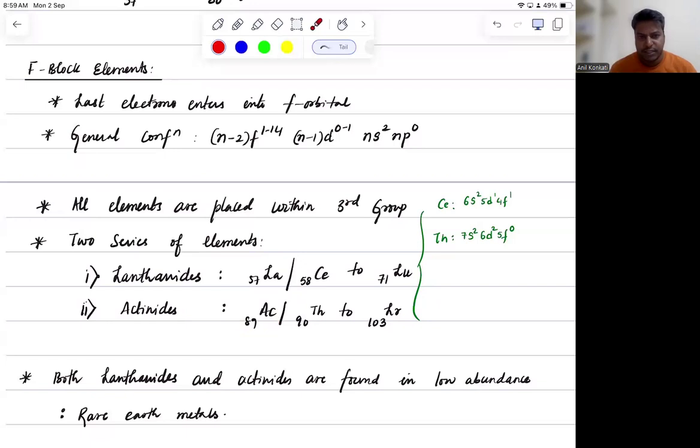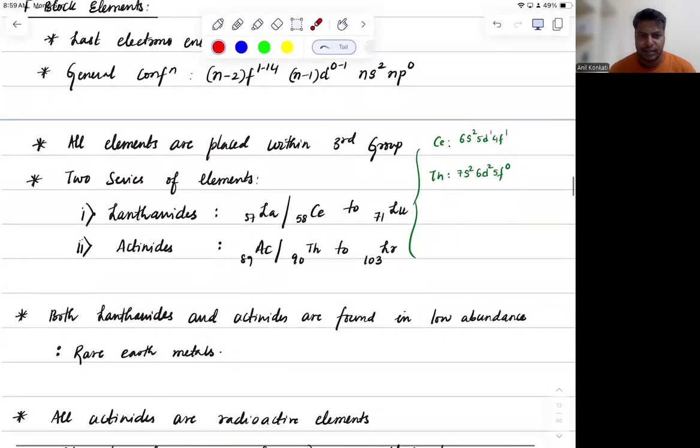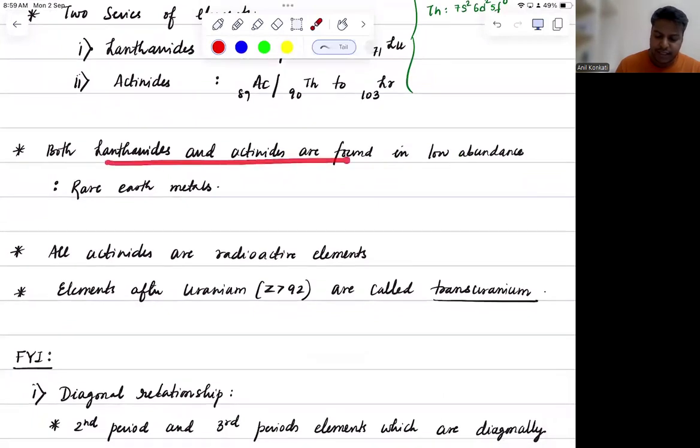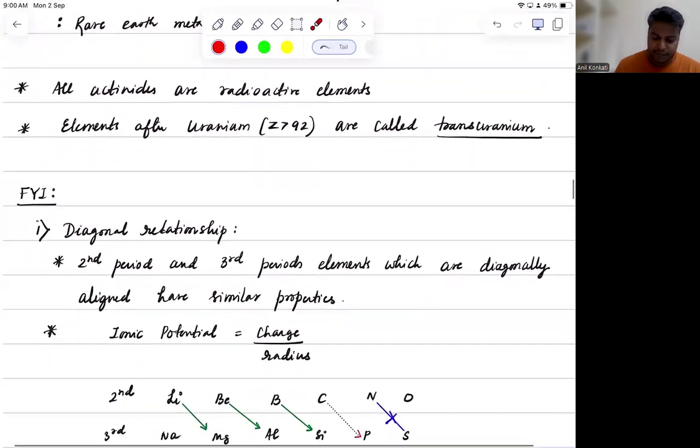So in the series, you will see that. Next, thorium to lawrencium. These are the actinides. Both lanthanides and actinides are of low abundance. We call them rare earth metals. All actinides are radioactive elements. And elements after uranium, that is 92, are called trans-uranium elements. All right. Next.